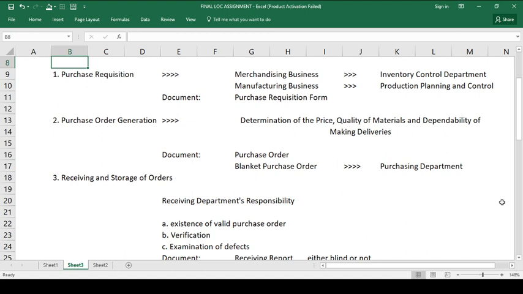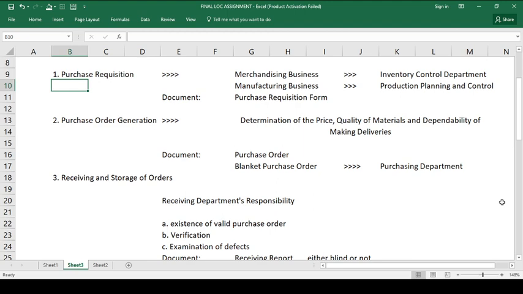The third basic step on the purchasing activity is receiving and storage of order, assuming that after the requisition of the inventory and then the generation of the purchase order, you have already asked the supplier to deliver those inventories to your company. The third step that you need to do is the receiving and storage of those orders. It is very important. This is a very important step.